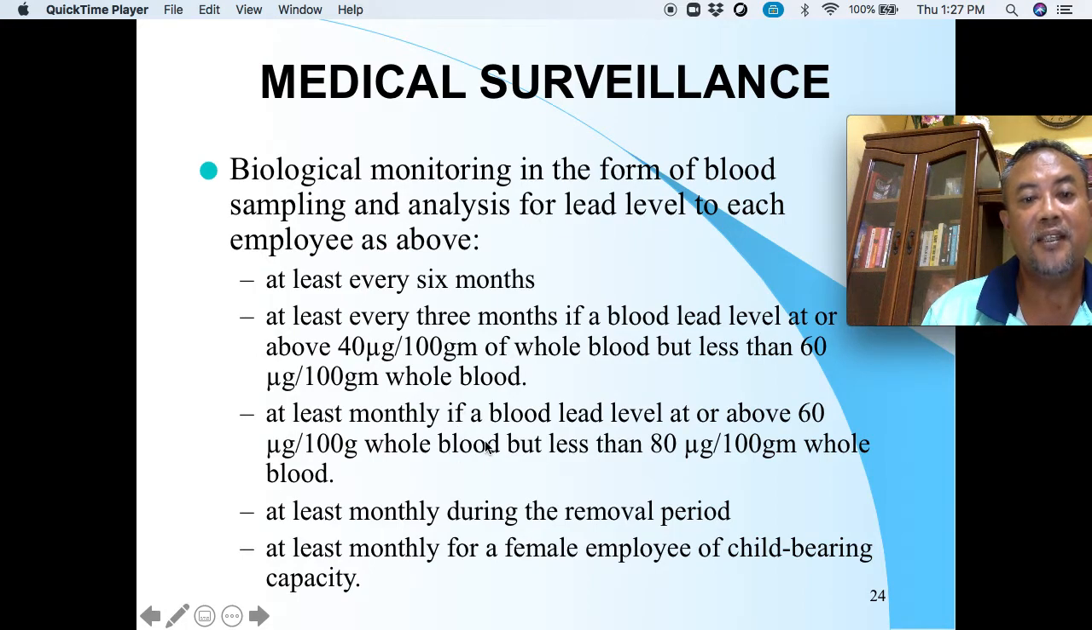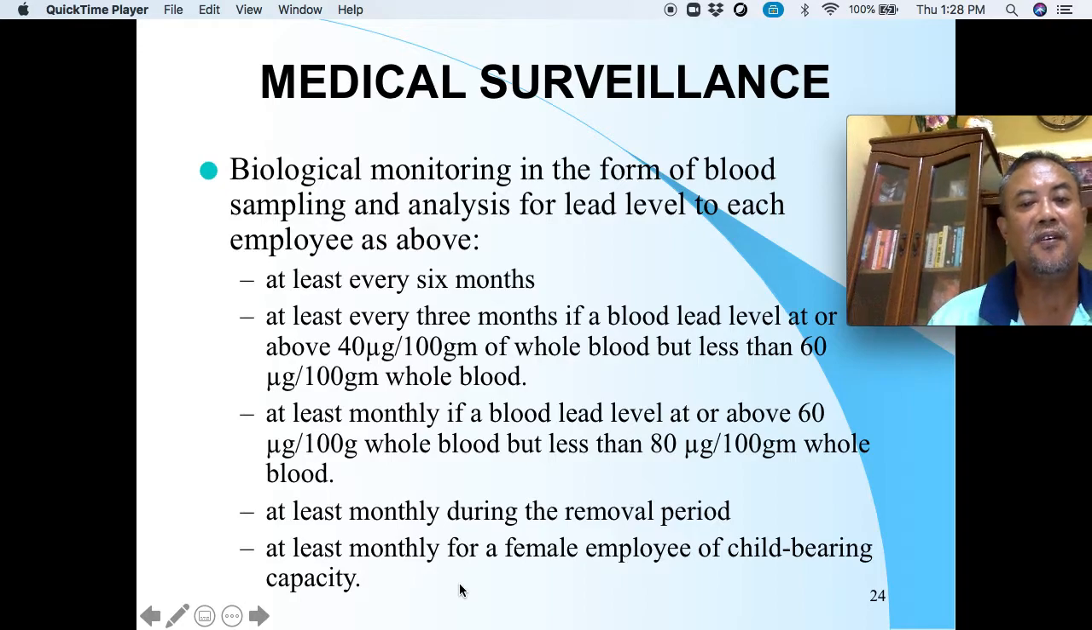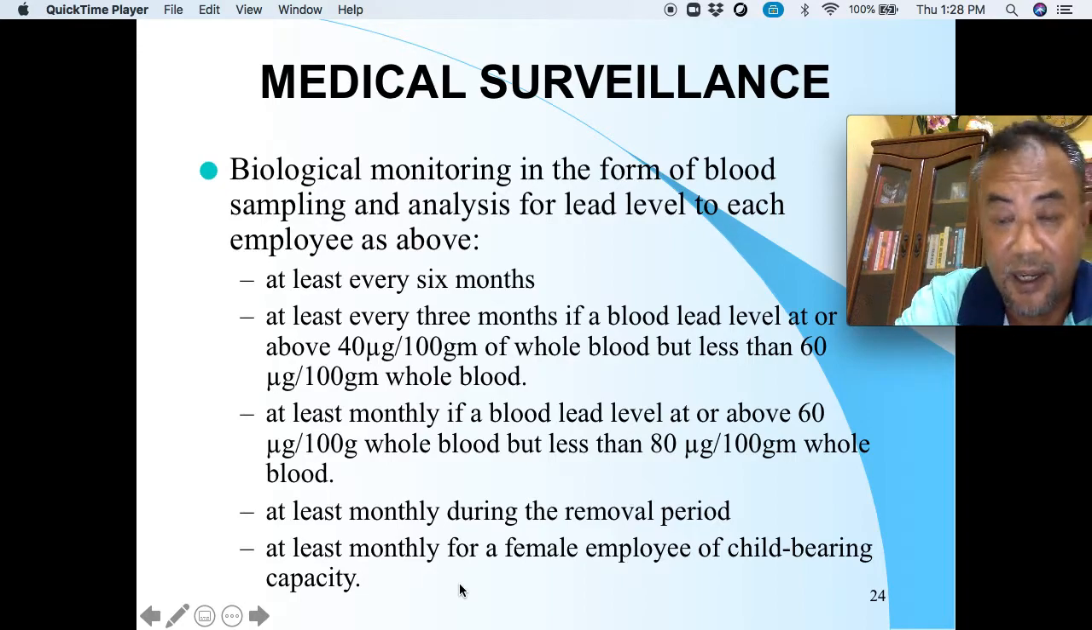At least monthly, if a blood level above 60, but not less than 80. Between 60 and 80, they have to do at least per month. Once a month, they have to do. And then at least monthly during the removal period. If the doctor checks, they have to remove from that place, they have to do monthly. At least monthly for a female employee of childbearing capacity.